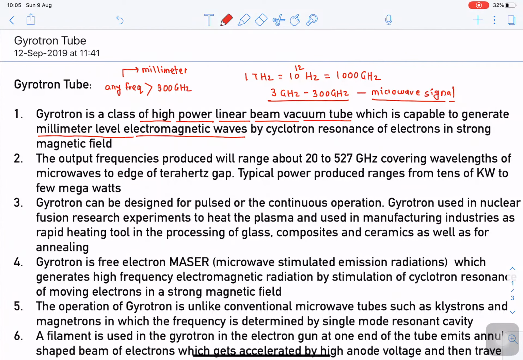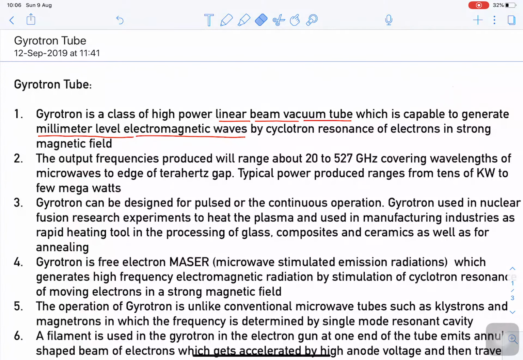Roughly, the definition of the microwave is the signal which exists in the range 3 gigahertz to 300 gigahertz. Here we are talking about millimeter wave signal generation and not microwave signal generation. One thing is very clear: the gyrotron tube is going to be a very special type of tube which is used to generate and amplify the millimeter wave signal rather than a microwave signal, right?